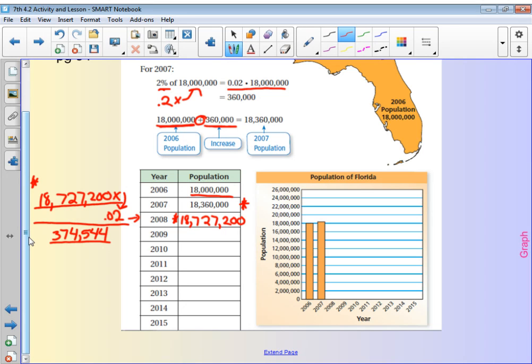So now we're going to add the population in 2008 plus the increase. So I'm going to leave that answer on my calculator and hit plus 18,727,200. And when I do that, I get this number, 19,101,744. Okay, so you're going to continue in that pattern. I want you to go ahead and finish out all the way through 2015.